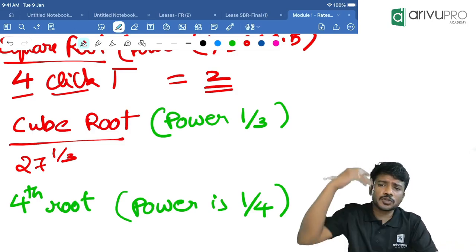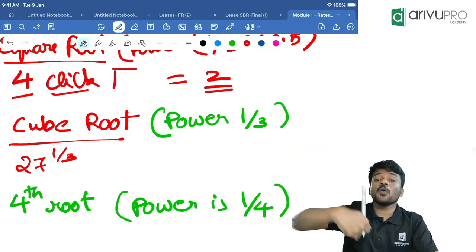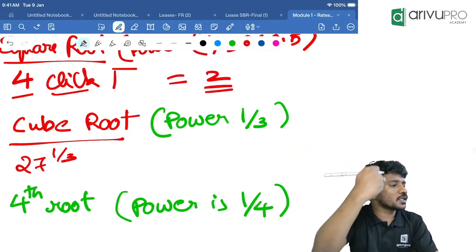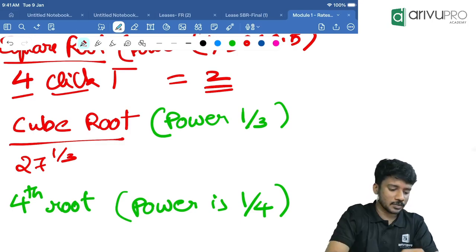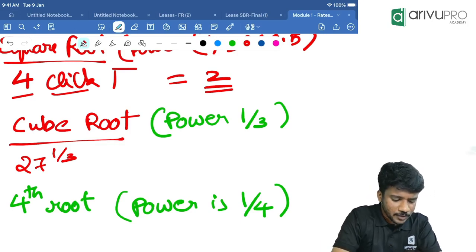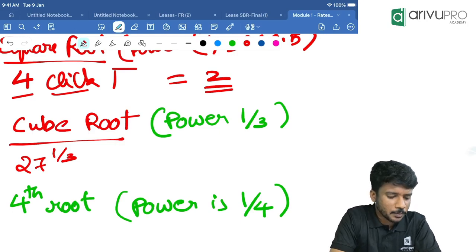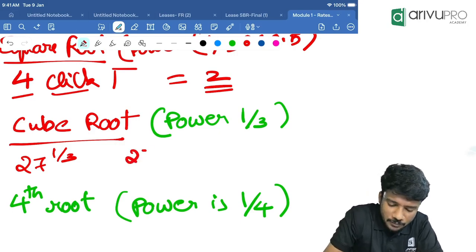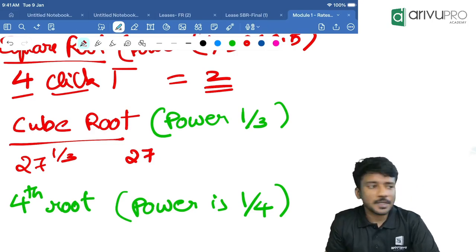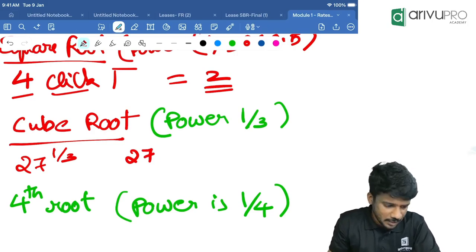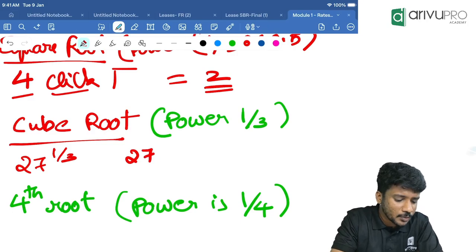So this value should be in the power. So how will you do that, just using your calculator without writing anything? Clear everything. What is the base number? Type 27 on your calculator. That is the first thing. Then we are clicking the y raised to x button.